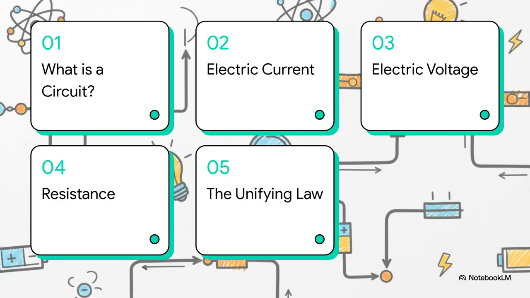We're going to start with the big picture. What even is a circuit? Then we'll get to know the three main players: current, voltage, and resistance. And to wrap it all up, we'll look at the one beautiful law that connects everything.